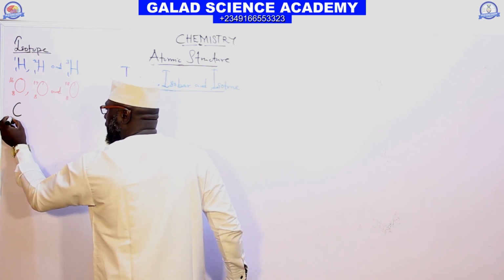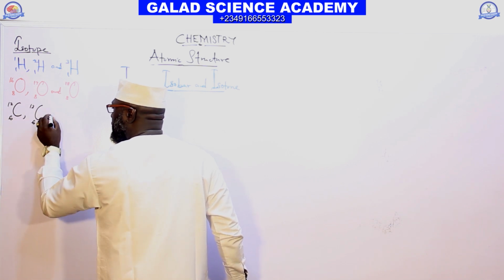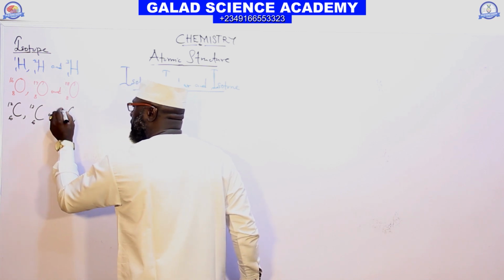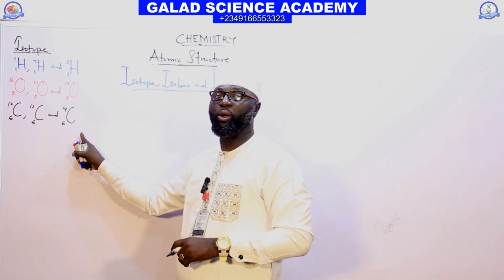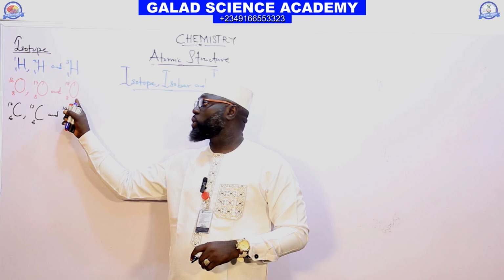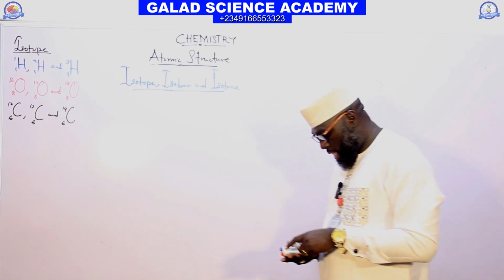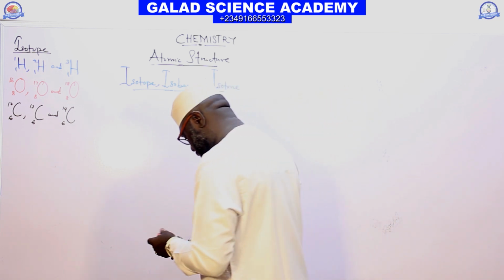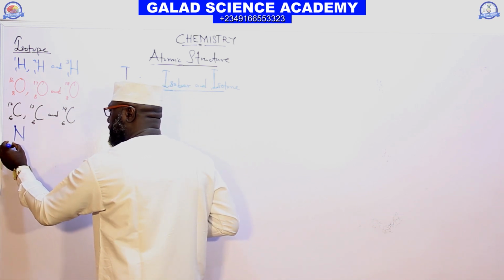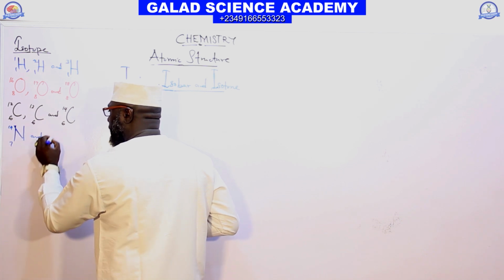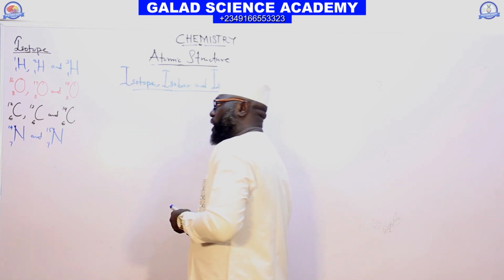We can also have it in carbon. Carbon 6, 12, carbon 6, 13, and carbon 6, 14. This carbon 6, 14, we can also call carbon dating. It's a radioactive element. And we can also have it in nitrogen, nitrogen 7, 14, and nitrogen 7, 15.